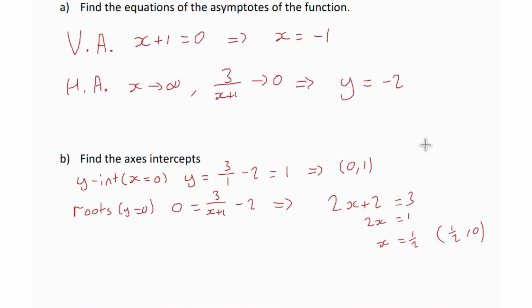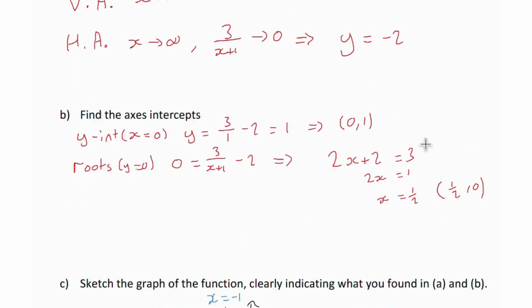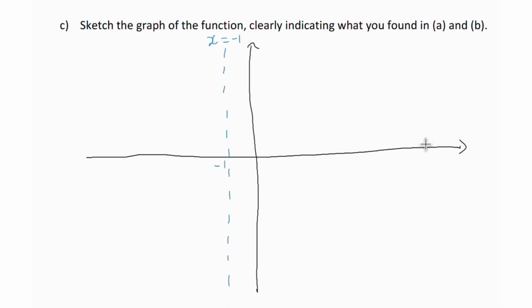And the horizontal asymptote was y equals negative 2. So the horizontal asymptote comes through at y equals negative 2. It's coming through there at negative 2.